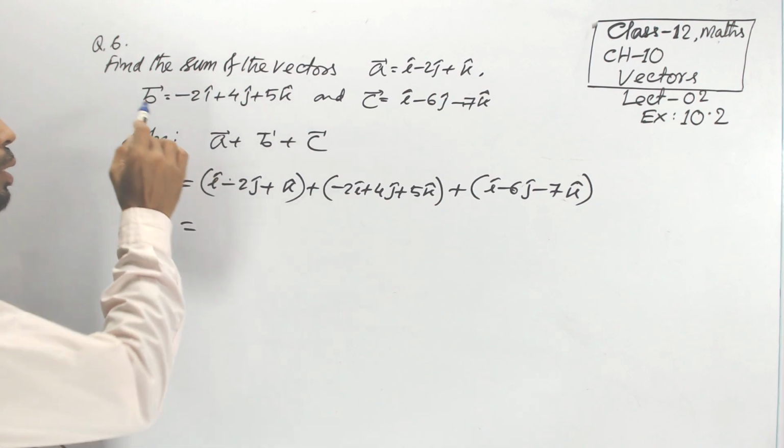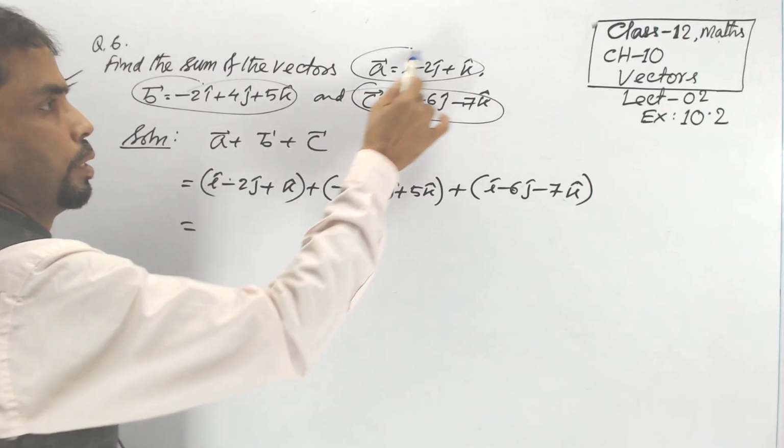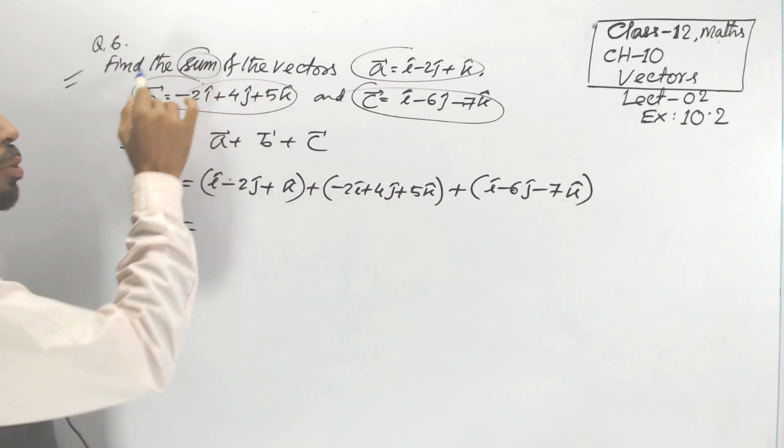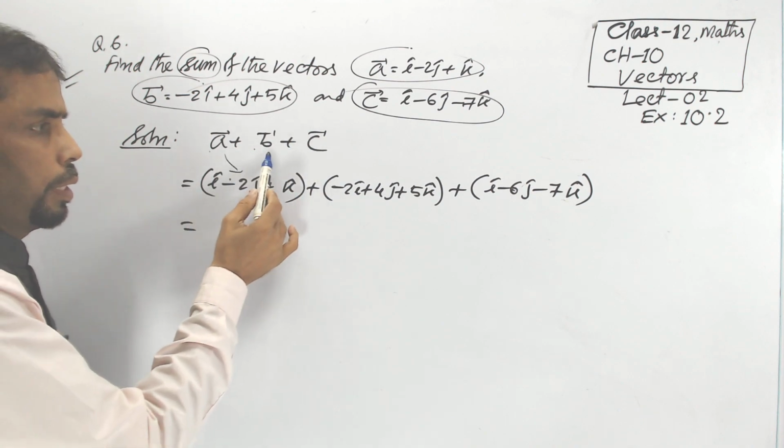Question number 6, it is given like this: three vectors, one is A, another B, another C. Three vectors are given and you are asked to find the sum of the vectors. Sum means we have to just add. So A plus B plus C, this is vector A, this is B, this is C.